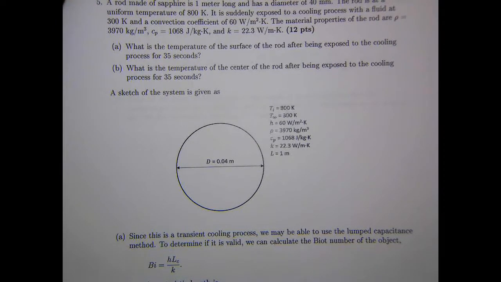And so there were some mistakes on using the lumped capacitance method for part A and then calculating part B using some other method. If you're assuming that the lumped capacitance method is valid and that's what you're using to calculate part A, then you should be able to conclude that the temperature in the entire rod is going to be uniform, so it's the same temperature for the surface and the center. Okay, questions?